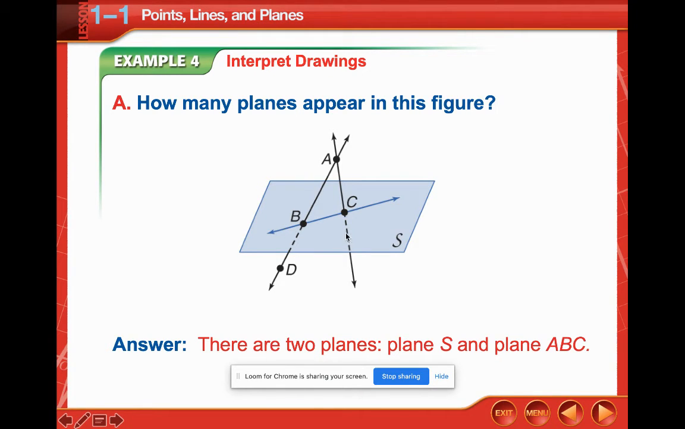See how they cut through plane S? They're not technically on plane S. They're cutting through plane S. And that one was kind of like a feisty question, so don't feel too bad if you have trouble with that one.